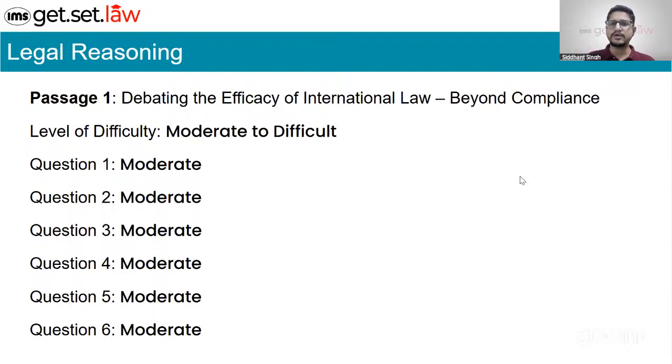All the questions were majorly in the moderate range, because they were not very direct, to-the-point questions. Some inference-based questions were needed. This particular passage should have been taken at the end, because in total there were 30 questions, six questions per passage, so five passages were there.